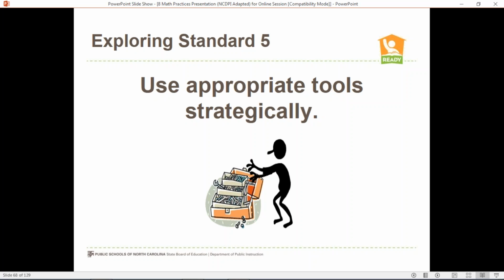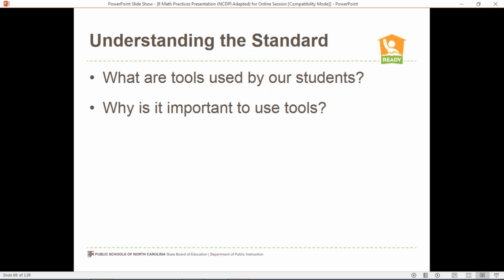Of course, one of the first things, or maybe it's not of course, but a lot of times one of the first things we think about when we're talking about using tools strategically with our students, or having our students use tools strategically is, well, what tools are they going to use, right? And then why and when is it important to use those tools?